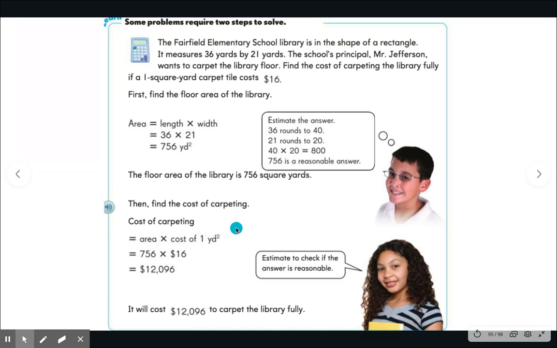Then find the cost of the carpeting. So the cost of the carpeting is the area times the cost of 1 square yard. So 756 times 16. It would cost $12,096. And you can estimate to check if your answer is reasonable. This is how this boy estimated. He did 36 rounds to 40, 21 rounds to 20, 40 times 20 is 800. So yes, 756 is a reasonable answer. It will cost $12,096 to carpet the library floor.